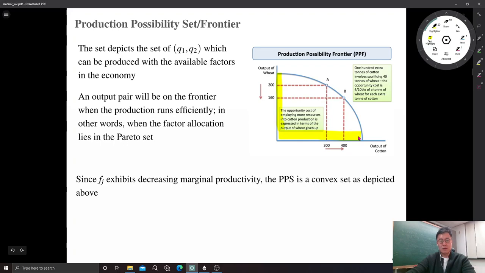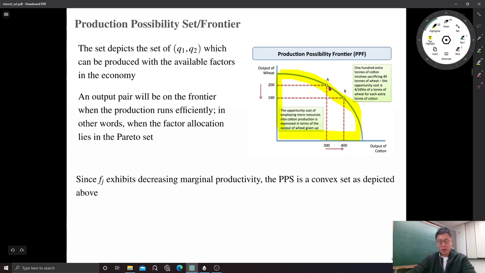Any output pair in this set can be produced with the available factors in the economy, right? So I think you guys have a good understanding about this notion. And its boundary is called a production possibility frontier, in short PPF. So if an output pair is on the frontier, that means the production runs efficiently.